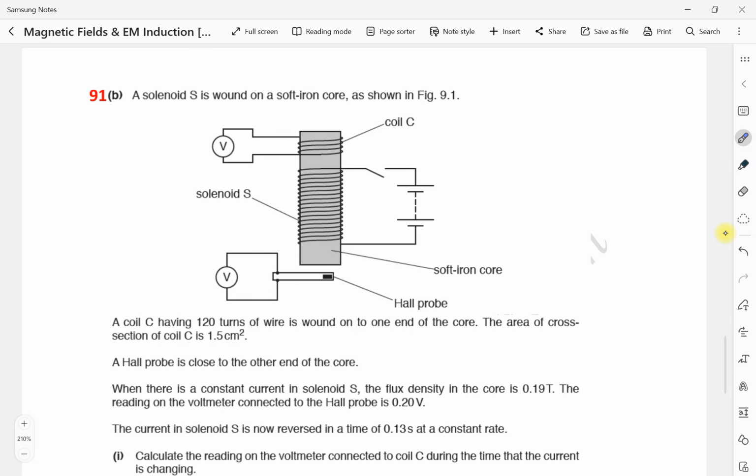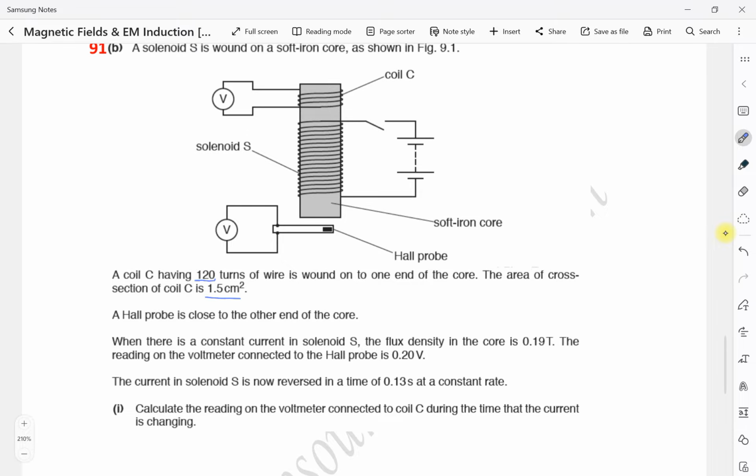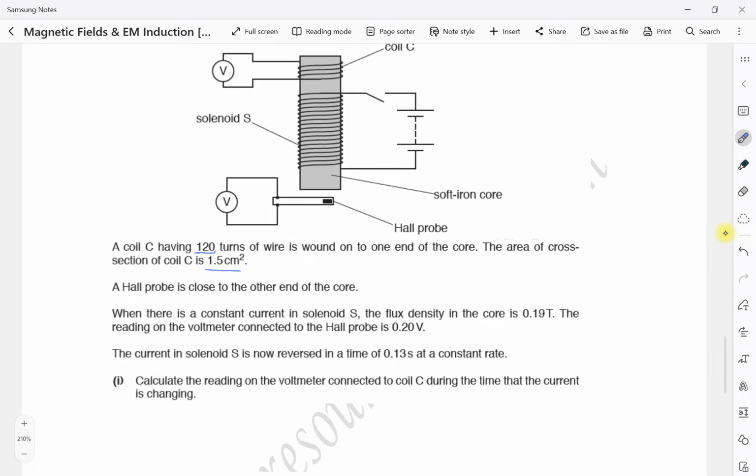A coil C having 120 turns of wire is wound onto one end of the core. The area of cross-section is 1.5 centimeters squared. A Hall probe is close to the other end of the core. When there is a constant current in solenoid S, the flux density in the core is 0.19 teslas. The reading on the voltmeter connected to the Hall probe is 0.20 volts.